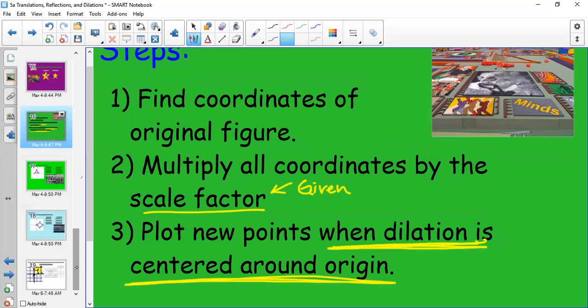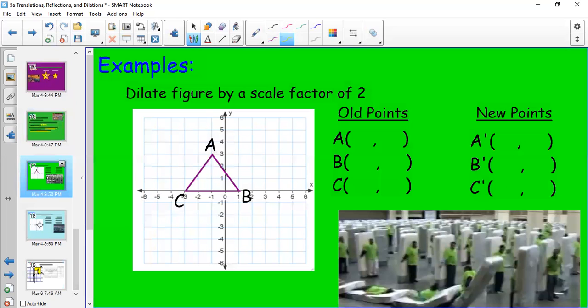Okay, so let's apply these 3 steps to 2 more problems here. So I'm going to start off by naming each of these points. So A is the point -1, 3. B is the point 1, 0, and C is the point -3, 0. When I dilate by a scale factor, in this case we have a scale factor of 2, I need to multiply everything by that 2. So our new points would be -2, 6, 2, 0, and -6, 0.